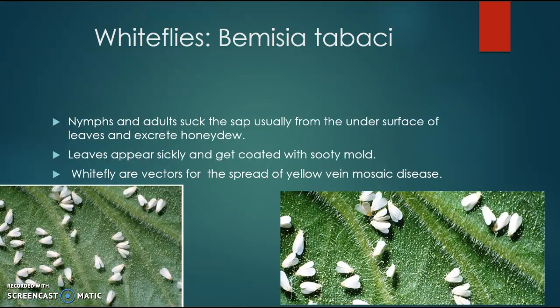Whiteflies. Nymphs and adults suck the sap usually from the undersurface of leaves and excrete honeydew. Leaves appear sickly and get coated with sooty mold. Whiteflies are vectors for the spread of yellow vein mosaic disease.